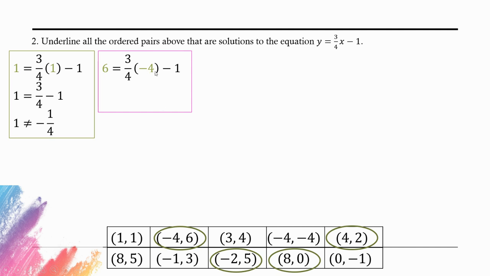You have to be kind of careful when you're substituting in because an ordered pair is always going to be in the form x and then y, with y on the right side.